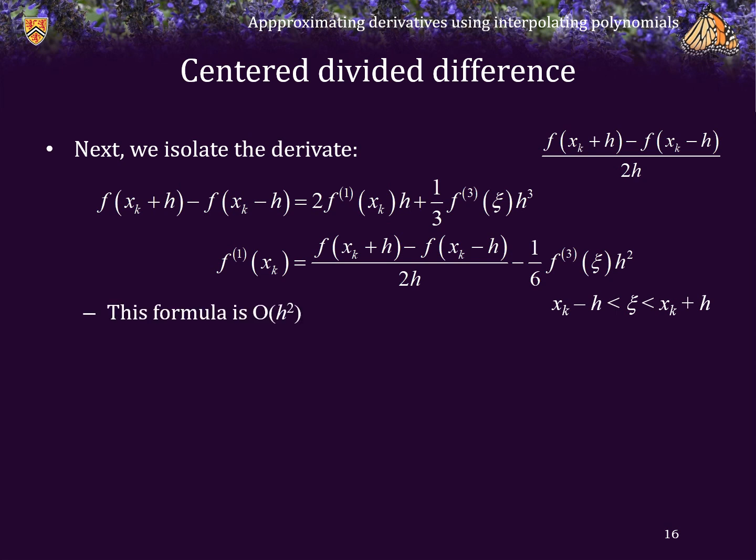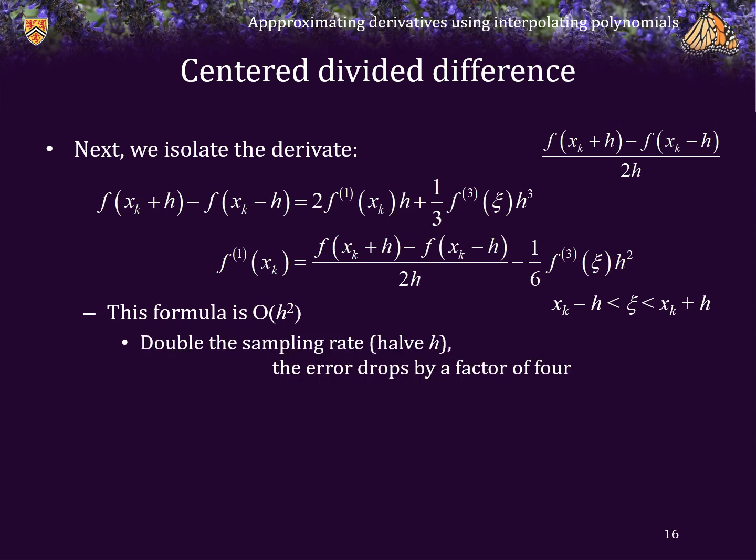So this is an order h squared formula. Now what does that mean? Well, if I double the sampling rate, this means h is halved. So now the error will be dropped by h over 2 all squared, which is a quarter of the previous error. So doubling the sample rate halves h, which increases the precision by a factor of 4.